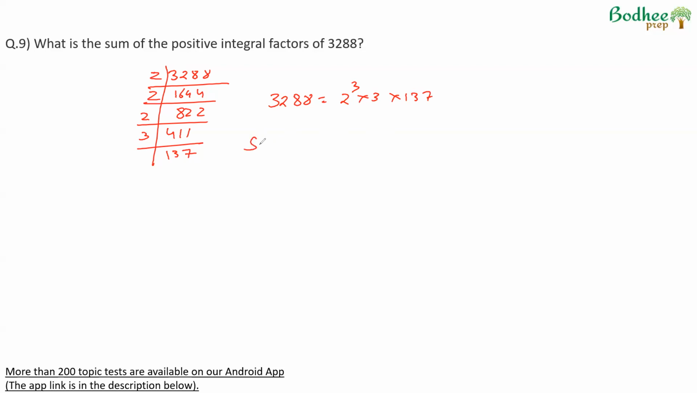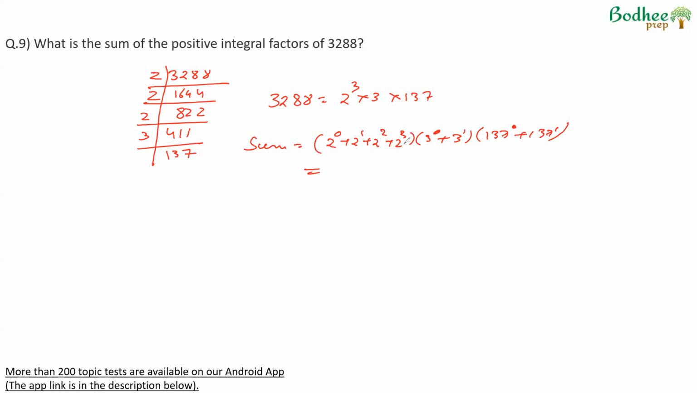We have a straight formula for this. The sum of factors is, for each prime number, we write the sum of all the powers and then multiply them. So (2^0 + 2^1 + 2^2 + 2^3) into (3^0 + 3^1) into (137^0 + 137^1).